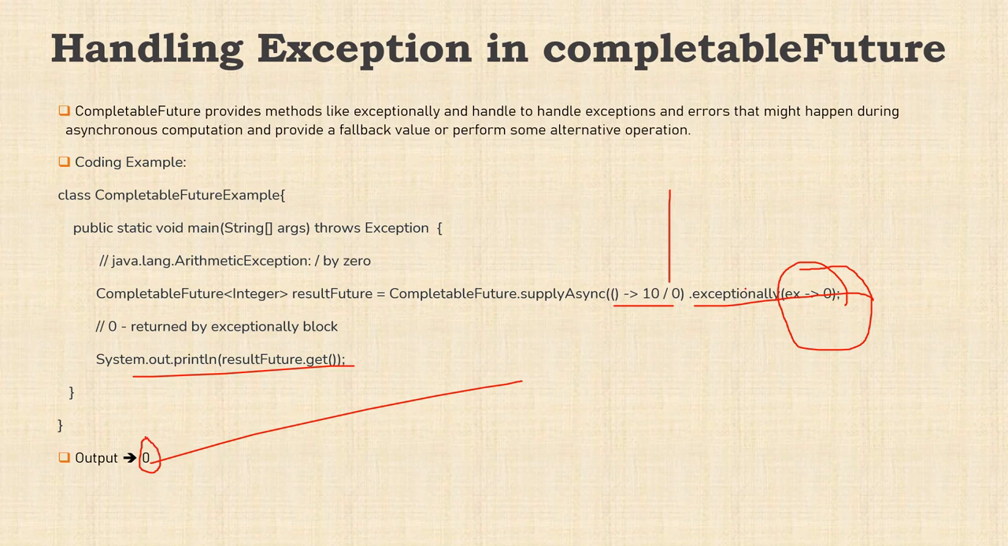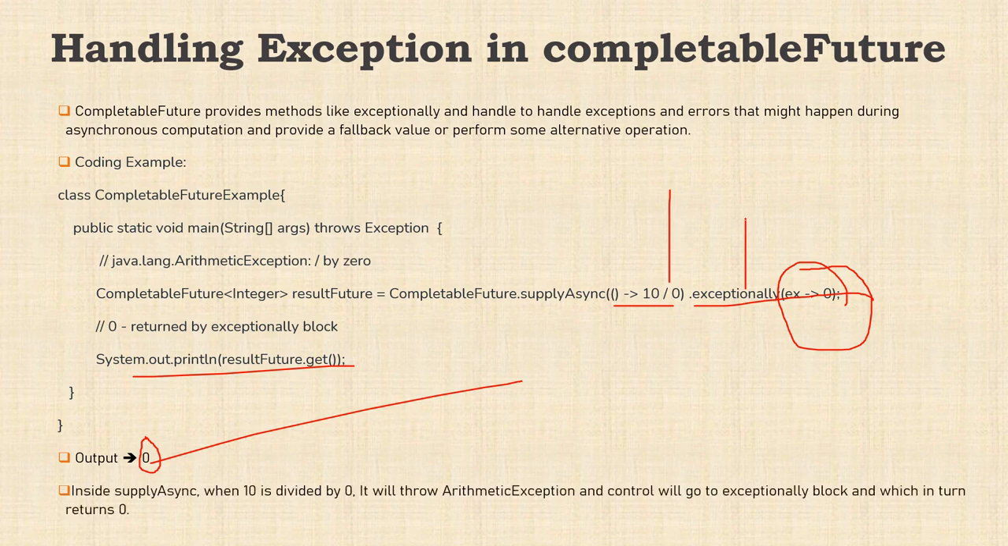Because of this exceptionally method, we are getting 0 instead of an error exception. So this is a feature of CompletableFuture. It is not possible in the Future interface. So let's move on to the next topic.